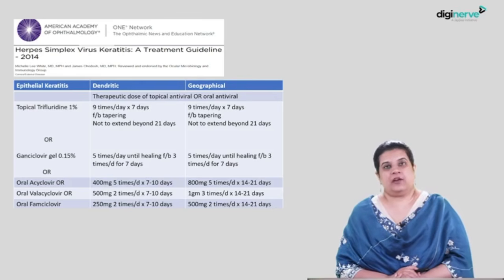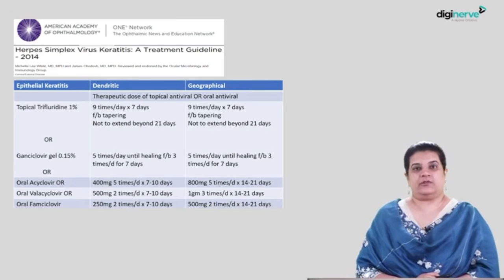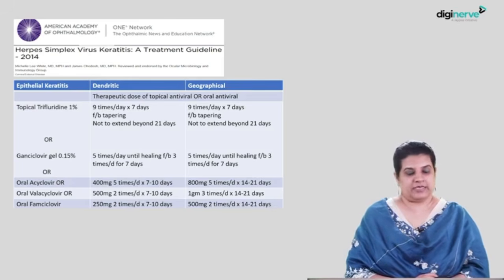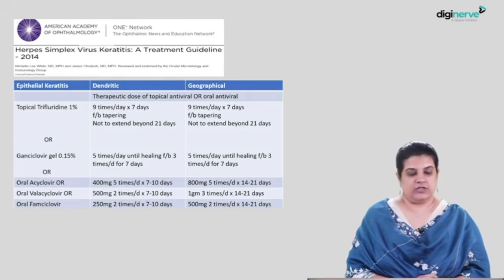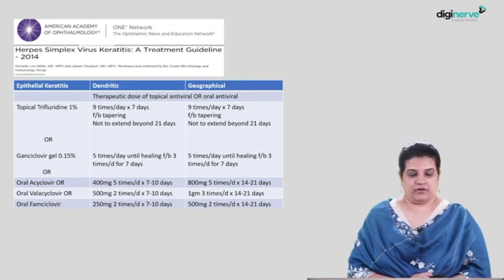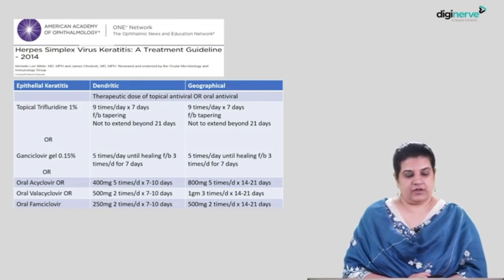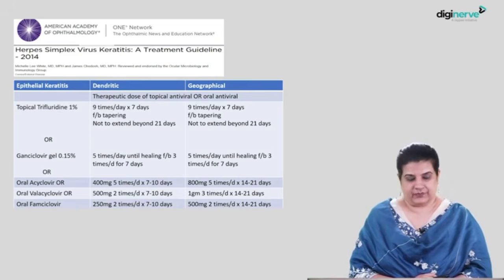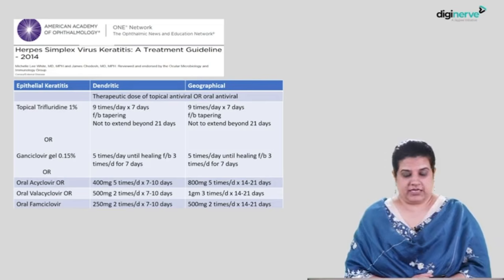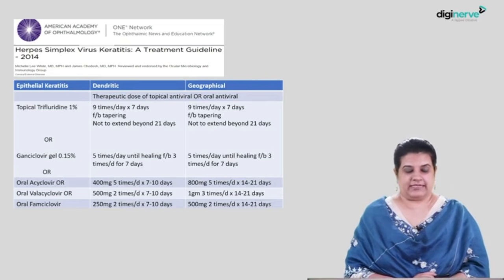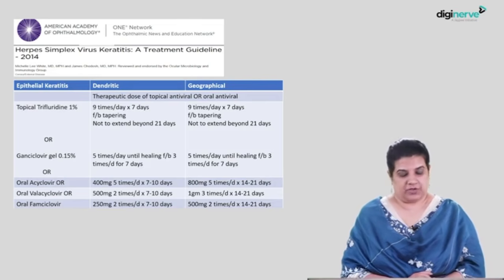So the American Academy of Ophthalmology gave a treatment guideline for herpes simplex virus keratitis. In patients with epithelial keratitis, usually topical trifluridine or ganciclovir gel is given, along with oral acyclovir or valacyclovir if needed. In patients with dendritic herpes simplex virus keratitis, topical therapy is given quite frequently and it is tapered as per the response of the patient.